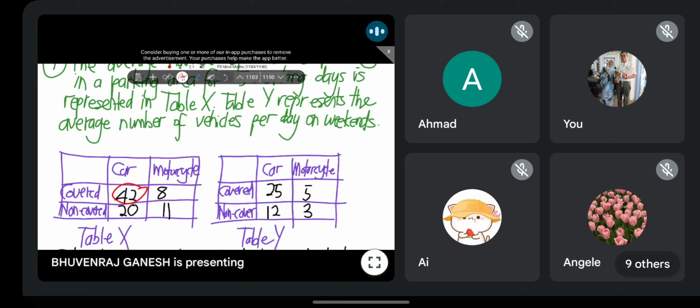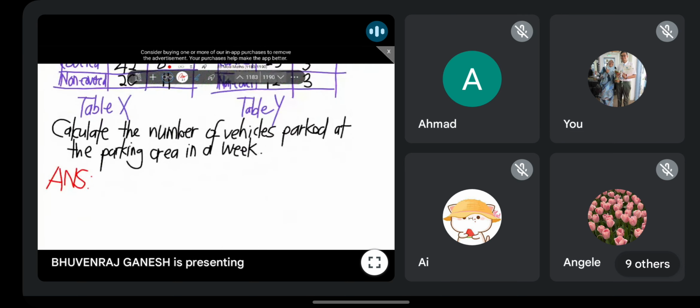You must make sure that you solve using the matrix method. Must use the matrix method to solve this question. Cannot just simply add like you like. Okay, so guys, first question.